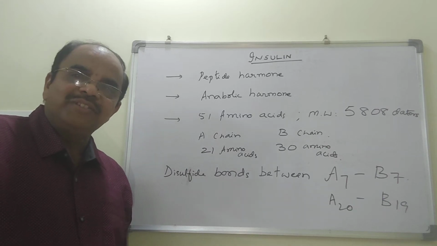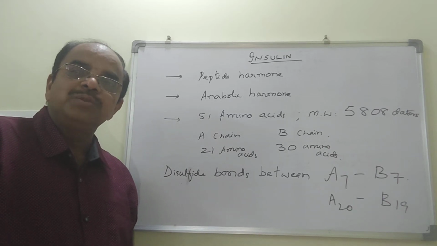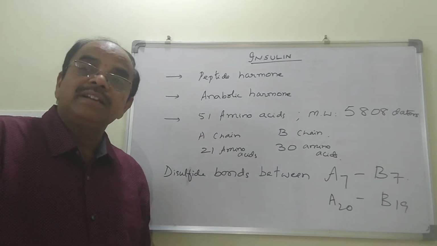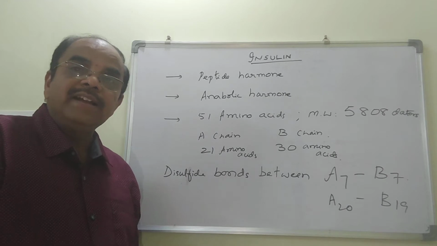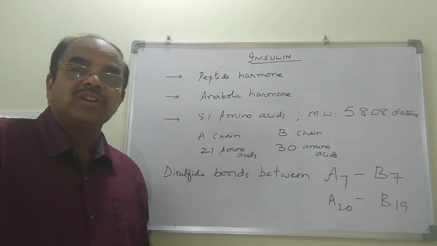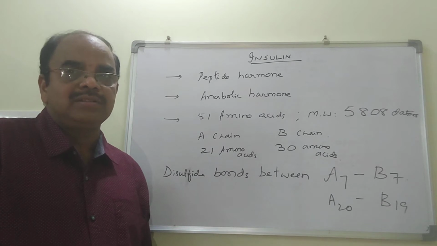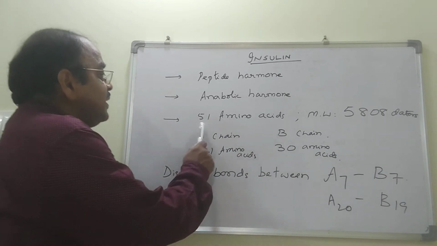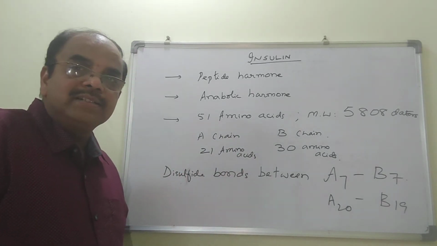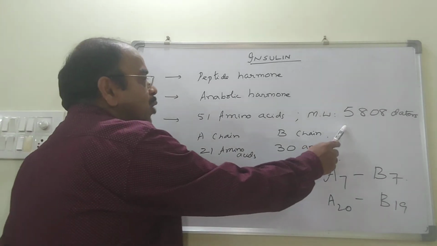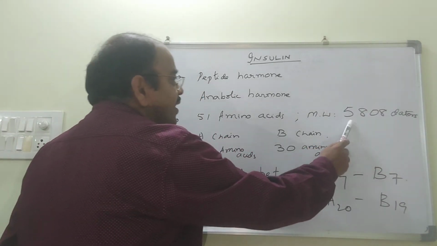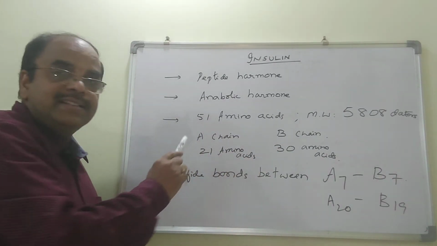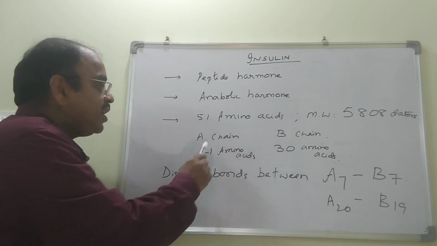My dear students, in today's session, I am going to teach you about insulin. Insulin is a peptide hormone, an anabolic peptide hormone, and it is produced by the beta islets of Langerhans of the pancreas. It has about 51 amino acids. Its molecular weight is 5,808 daltons. And these 51 amino acids are in the form of two chains, chain A and chain B.